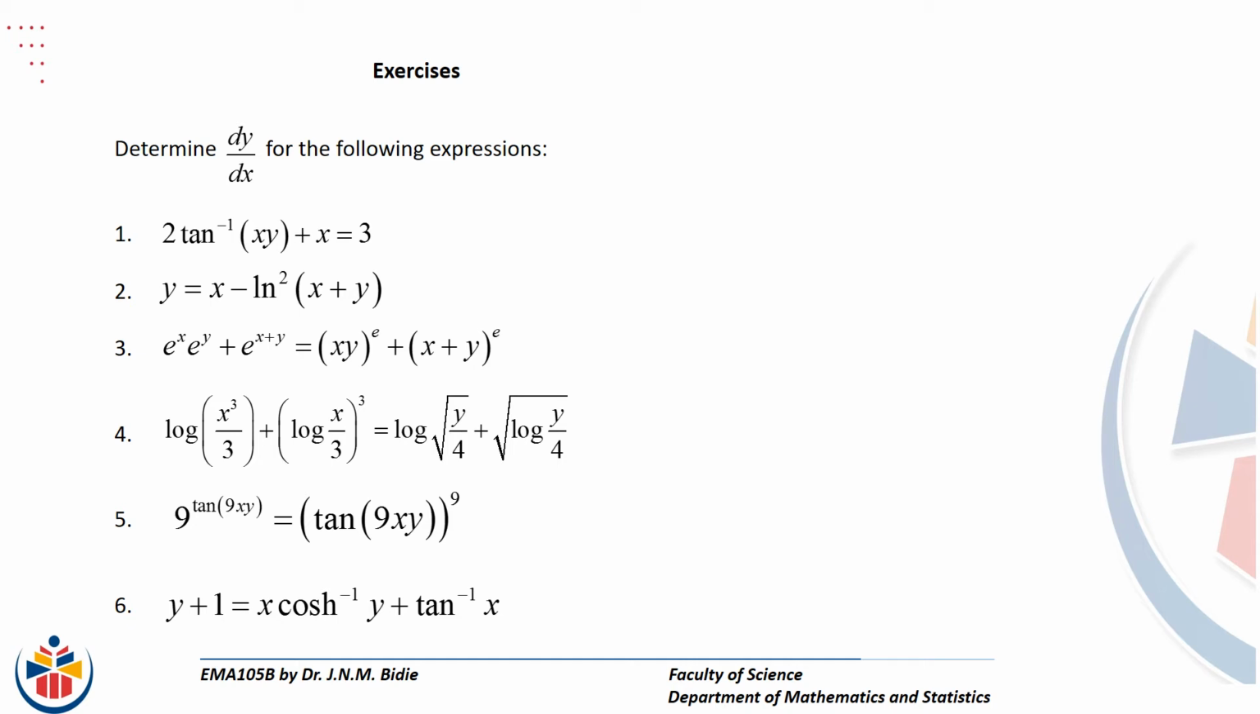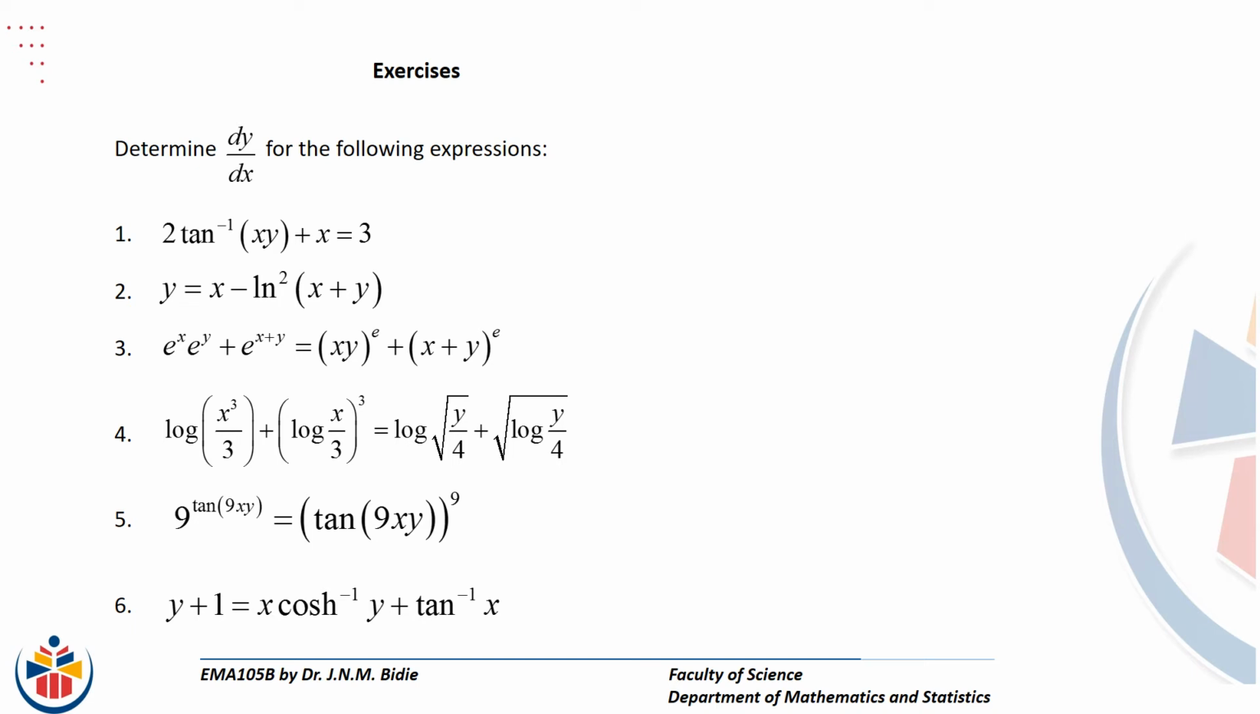Number 4, we've got log of x cubed over 3 plus log of x over 3 all to the power 3 equal to log of y over 4, square root of y over 4 plus the square root of log of y over 4. Note on the right hand side, the first term is the log of the square root of y over 4. So the argument of log is the square root of y over 4 plus the square root, and the argument of the square root is log of y over 4. Please note those differences.